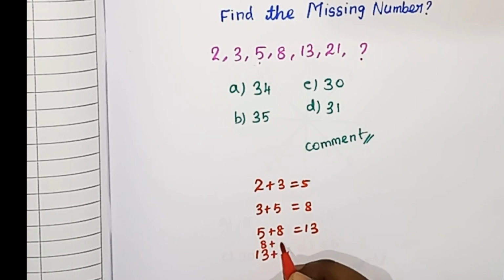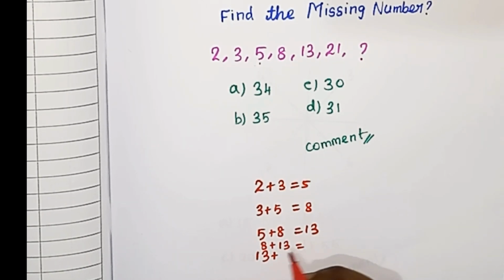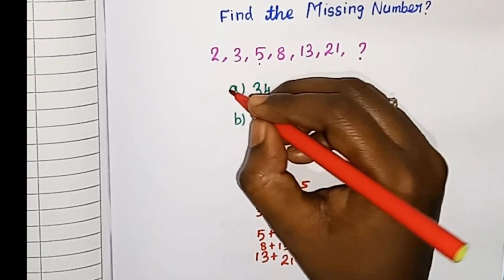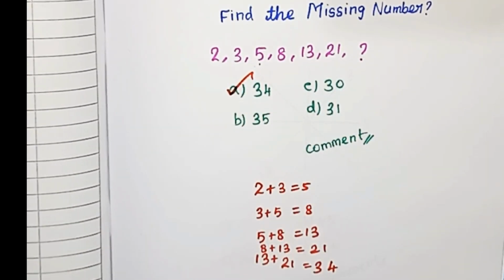8 plus 13 is 21. Then this is the answer. 13 plus 21. So 3 plus 1 is 4. 1 plus 2 is 3. So the answer is 34.